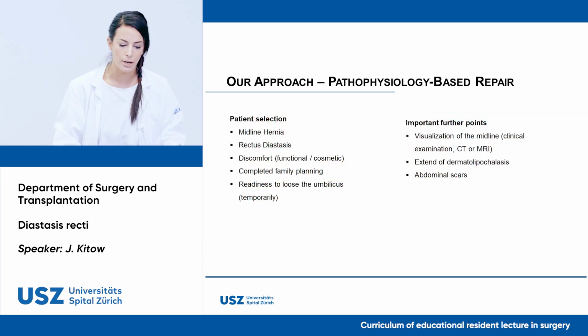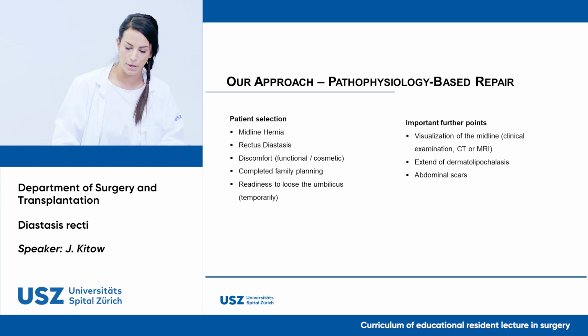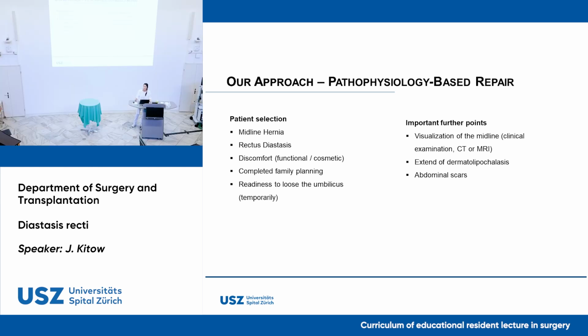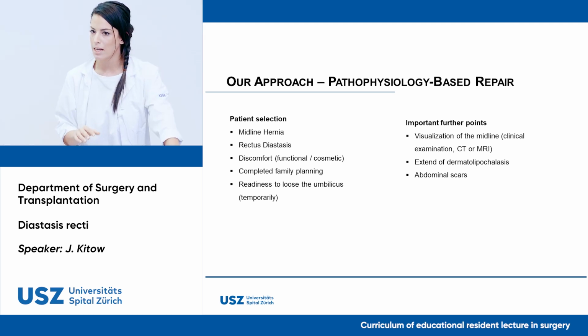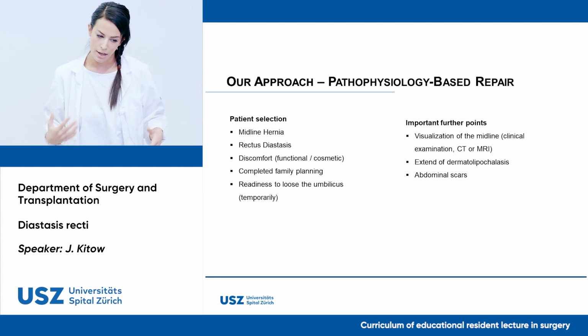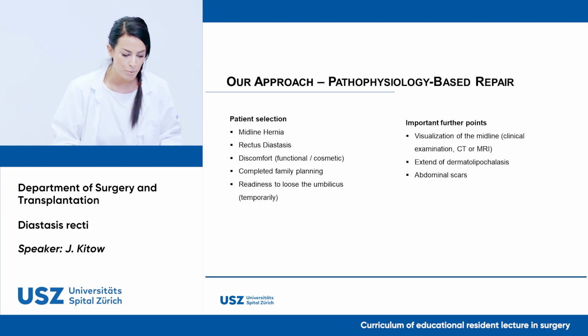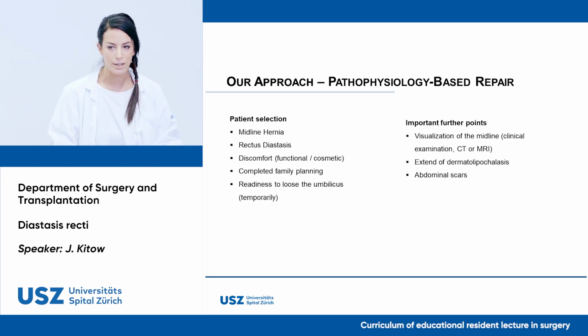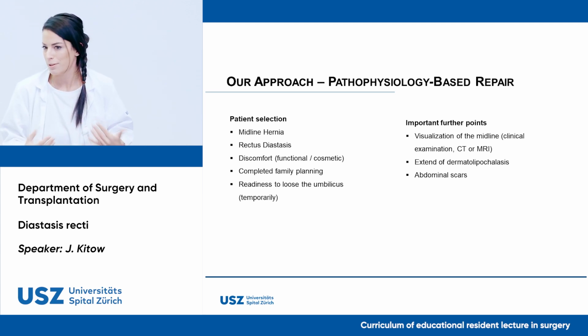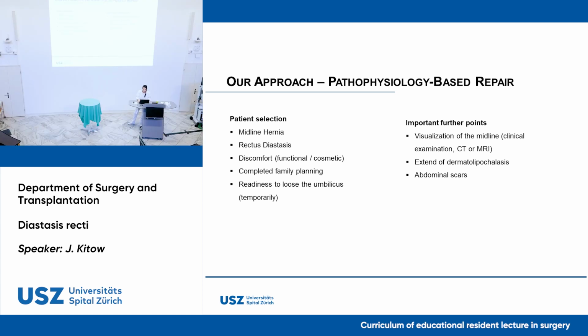So what is our patient selection about? All patients suffer from midline hernias, a rectus diastasis with discomfort clearly on a functional or cosmetic level. They need to have completed family planning, as we insert a really huge mesh, and this can interfere with another pregnancy. And they have to be ready to lose the umbilicus in the first place. It can be reconstructed afterwards, but first of all, they have to be ready that it's lost.